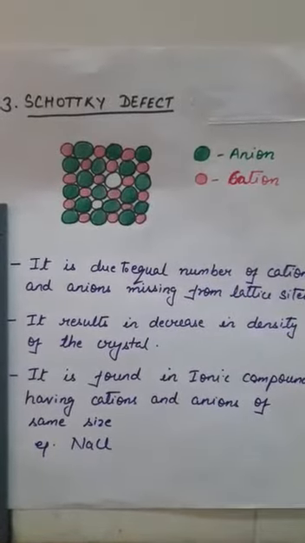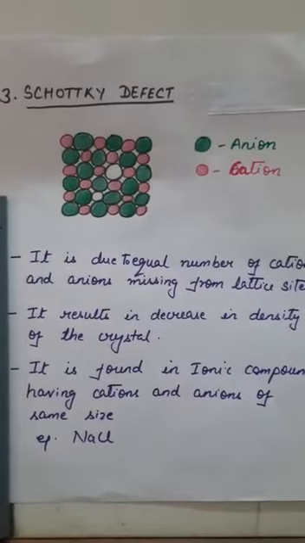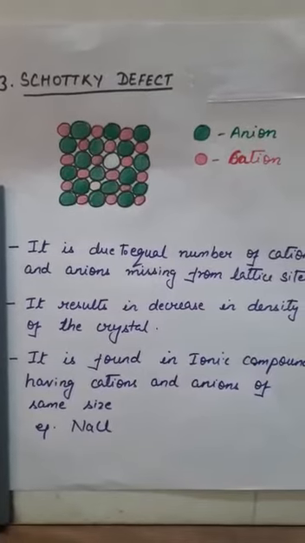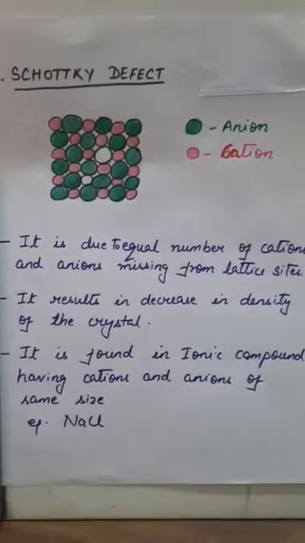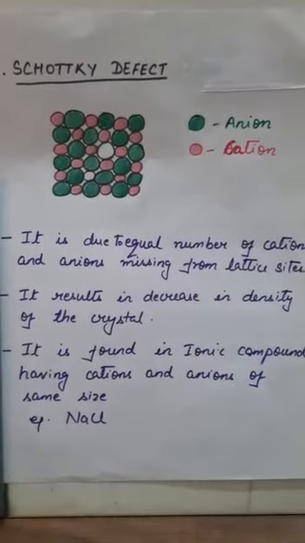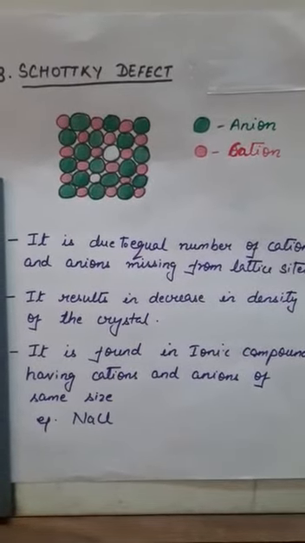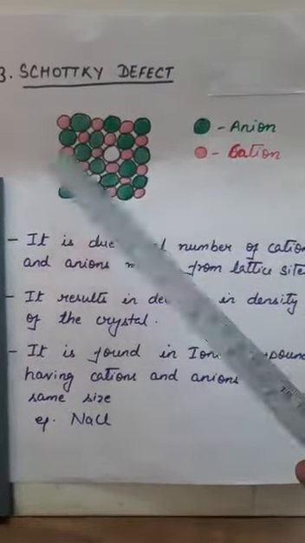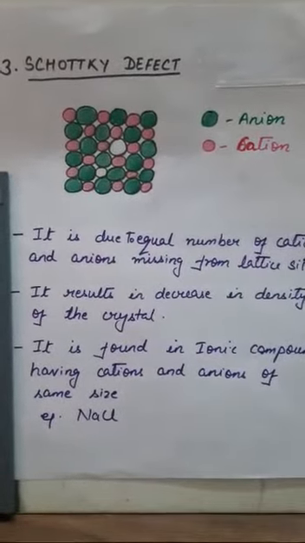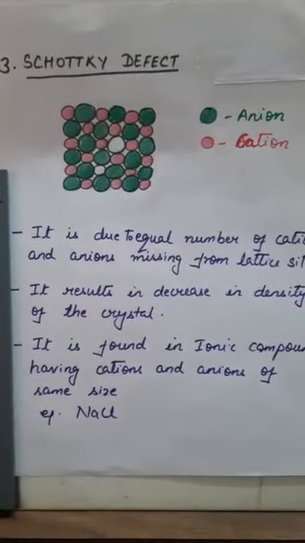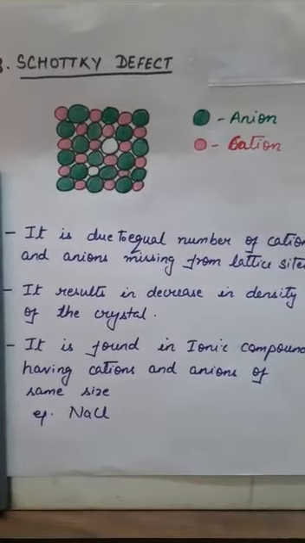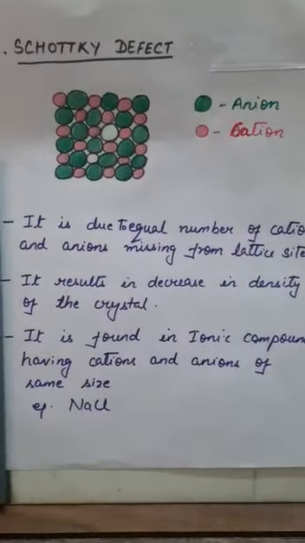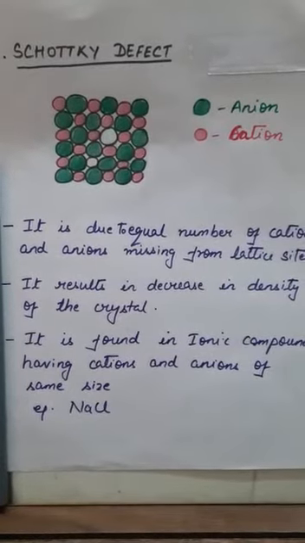Now, third type of defect is Schottky defect. This defect is important because question comes frequently on this topic. In Schottky defect, it is mainly present in ionic compounds where equal number of anions and cations are missing from the crystal lattice. Yes, you can see here the gaps. It is actually the vacant site of anion and cation. So, when equal number of cations and anions are missing from the lattice sites, this is Schottky defect and it results in decrease in density of the crystal.